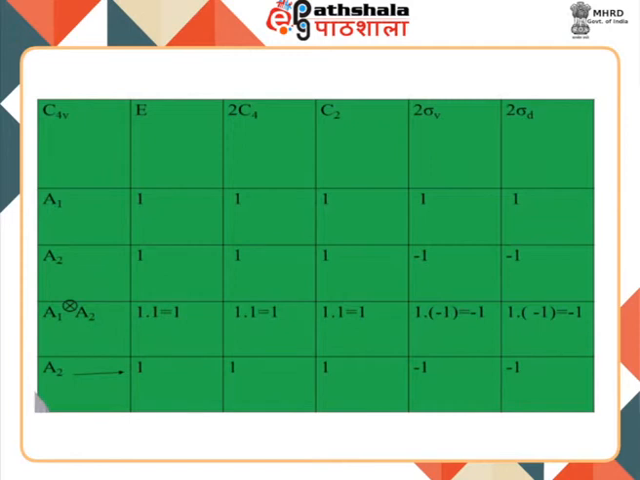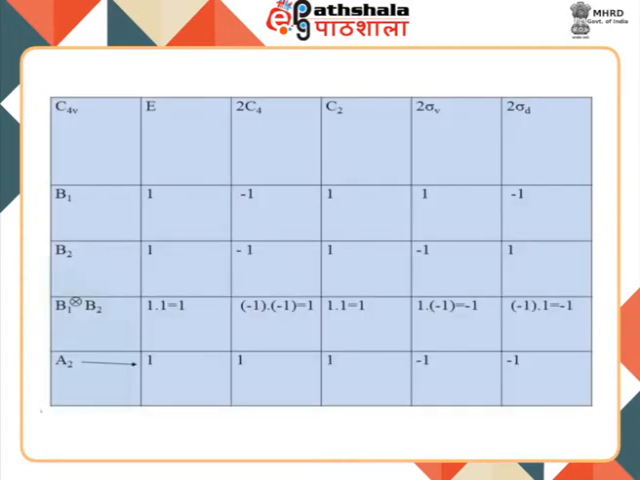Now take the direct product of B1 and B2 irreducible representations in C4V point group. This direct product of B1 into B2 gives me the characters as 1, 1, 1, minus 1 and minus 1. These characters correspond to A2 irreducible representation, which is also one dimensional in nature.